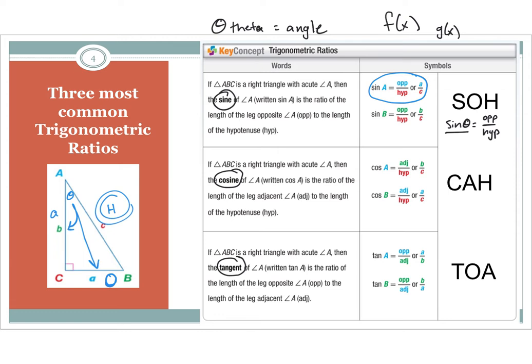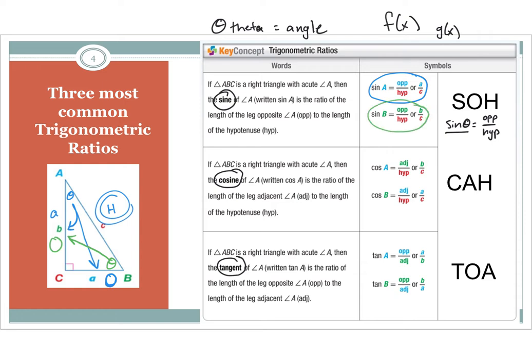However, if I was looking for the sine of B, then I put theta over here. Here's theta. Still, the ratio stays the same. It's still the opposite over the hypotenuse. But now my opposite's over here. This is the opposite side, while h is still the same. So the sine of B is B over C.